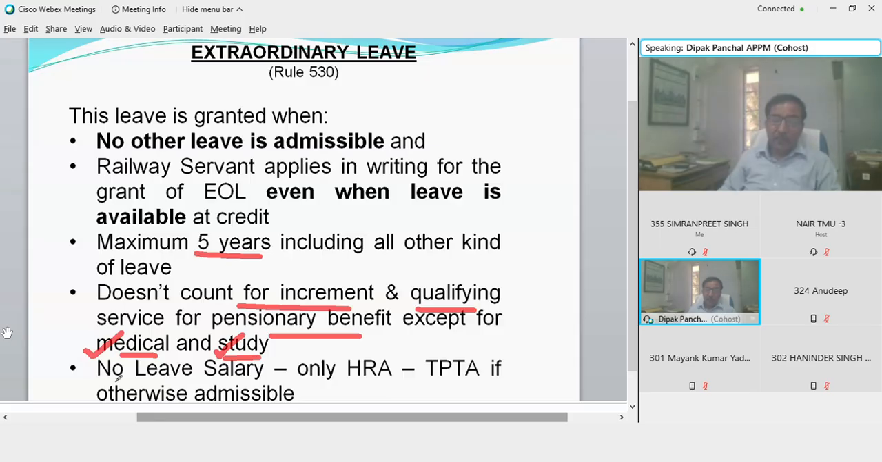No leave salary is drawn during EOL, only HRA and TPTA if otherwise admissible. TPTA, I have already mentioned that if leave or absence due to any reason is for the full calendar month, then TPTA will not be drawn. That is, transportation allowance will not be drawn.